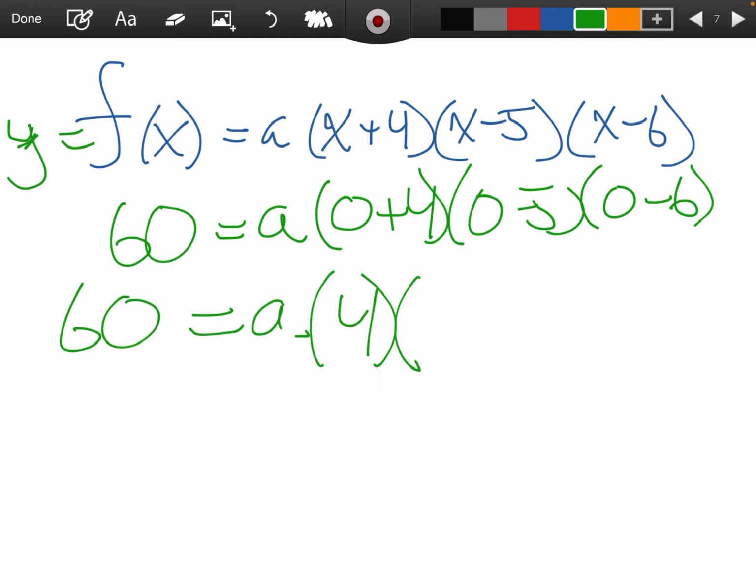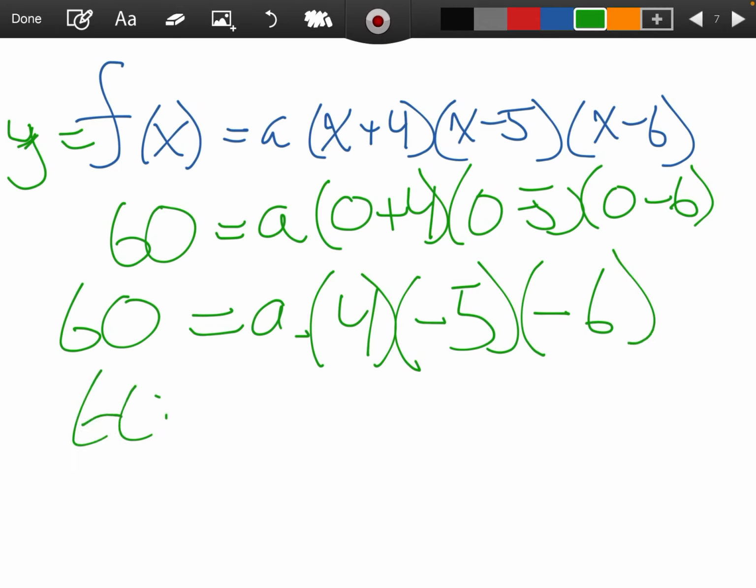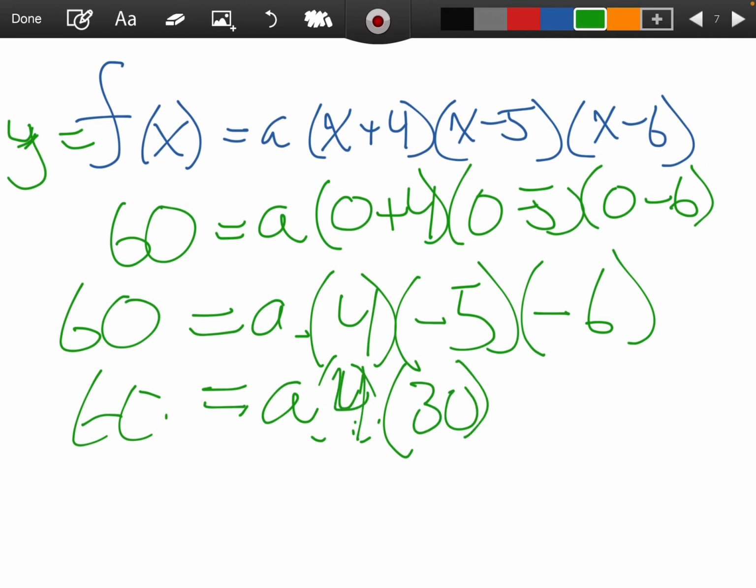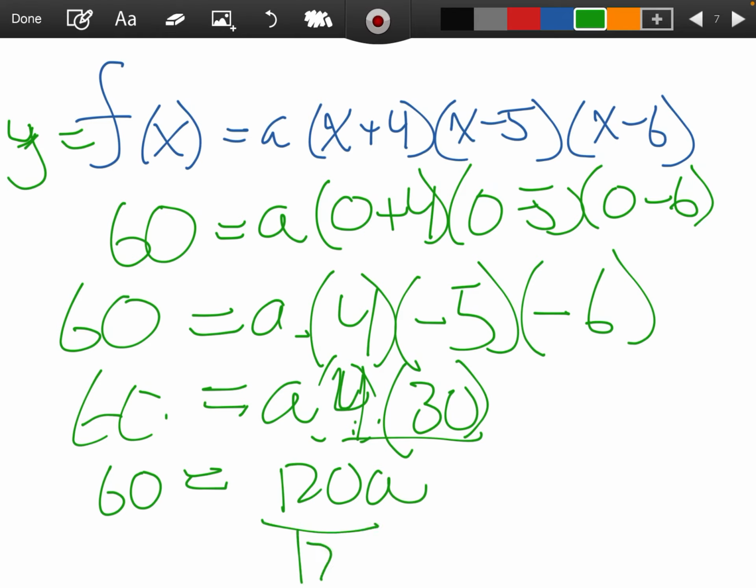Okay, so let's see what we got here. We got 60 equals a, so 0 plus 4 is 4. 0 minus 5 is a -5. 0 minus 6 is a -6. So this is 60 equals a times 4. Let's see. What do we have here? -5 times -6. That's going to give me a positive 30. This is a 4 here. So now I have 60 equals 4 times 30 is 120 with an a.